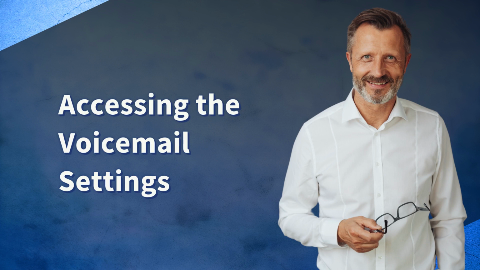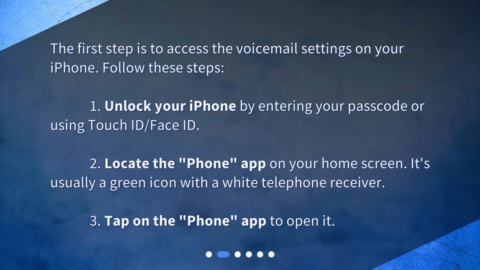Accessing the voicemail settings. The first step is to access the voicemail settings on your iPhone. Follow these steps. 1. Unlock your iPhone by entering your passcode or using Touch ID, Face ID. 2. Locate the Phone app on your home screen. It's usually a green icon with a white telephone receiver. 3. Tap on the Phone app to open it.